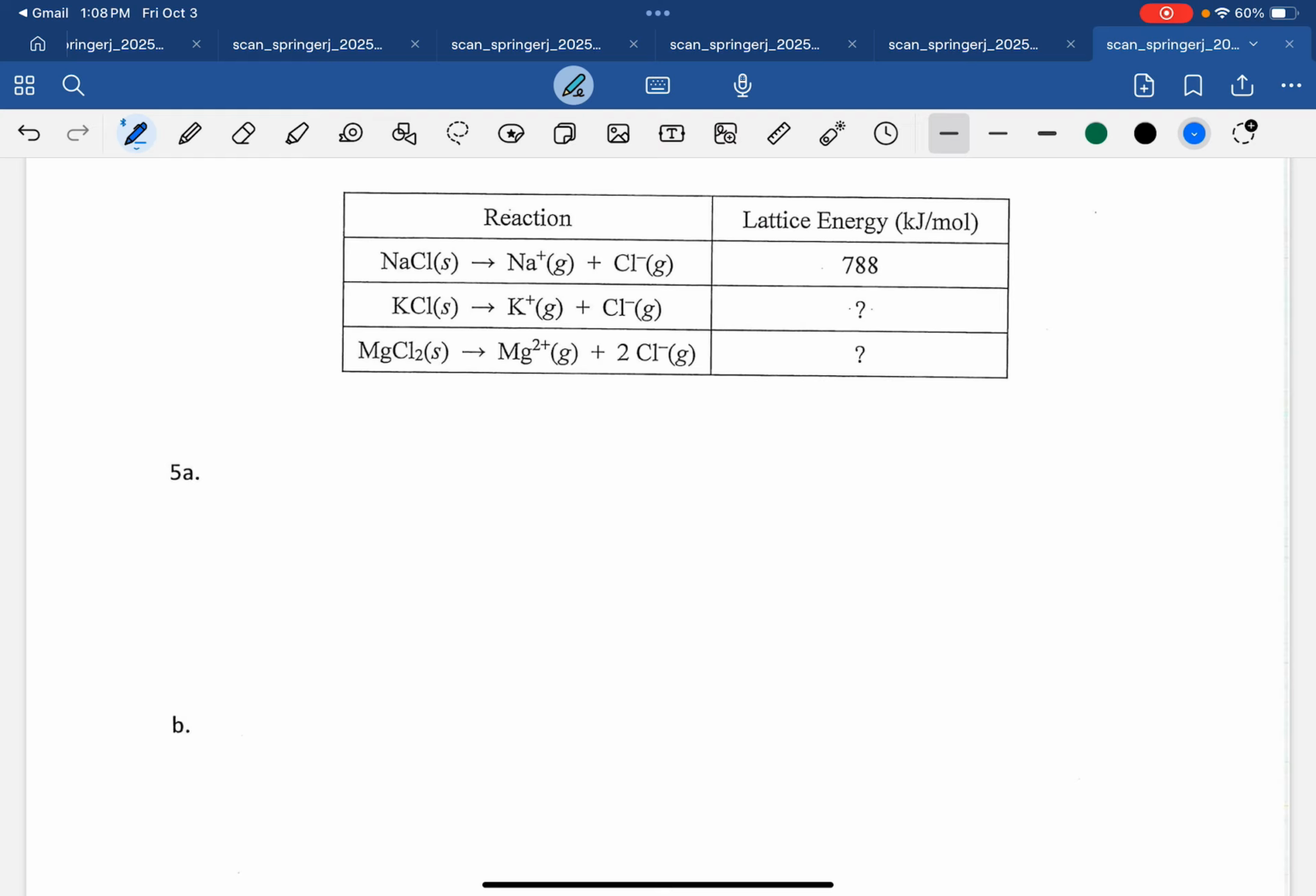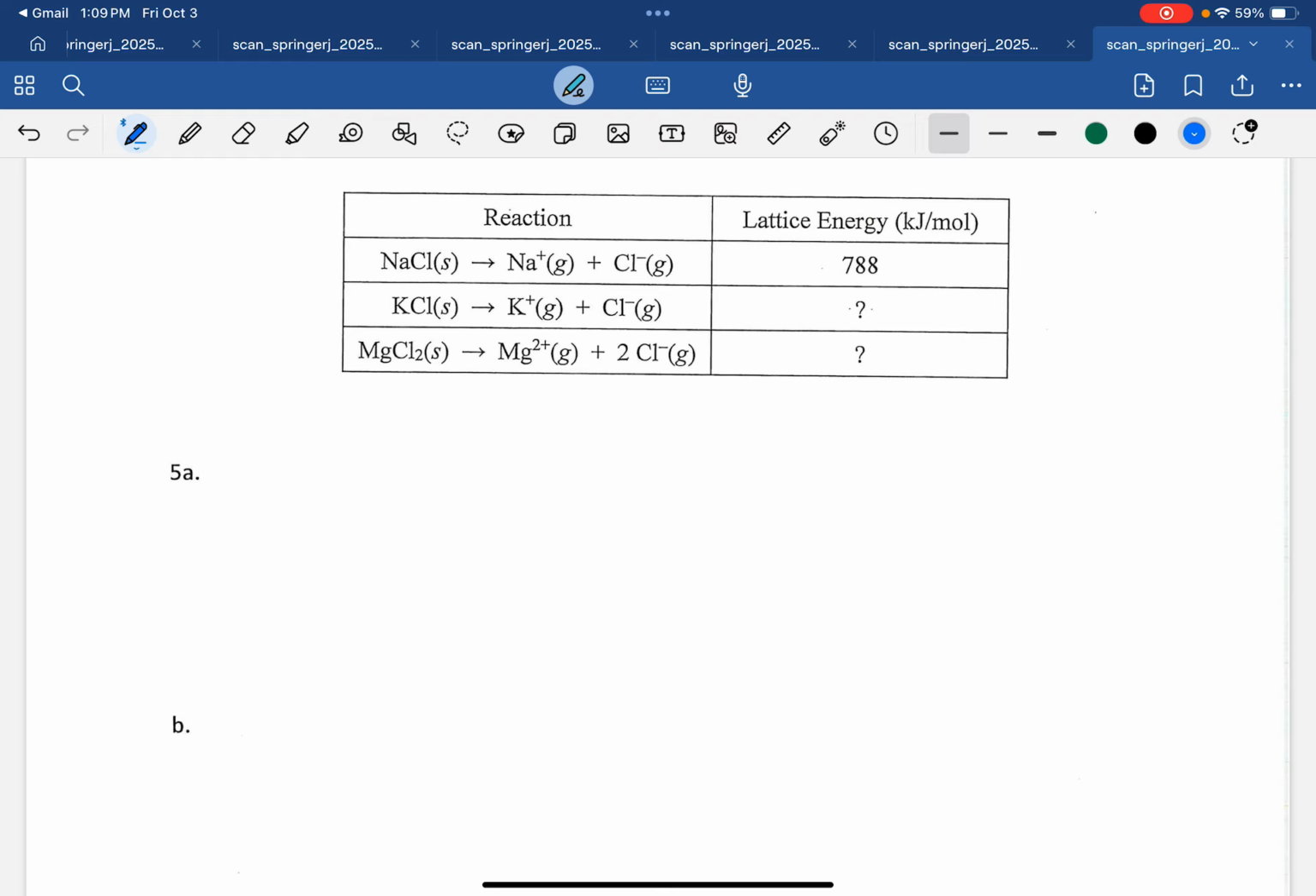There were a couple of corrections that had to be made. I sent you an email on one. So if you were here, you need to watch that. All right, so here's number 5. They've got 3 reactions and 3 lattice energies, and the lattice energy for the first one. And we want to know, would the lattice energy for KCl, the second reaction, be greater than or less than 788? And explain using periodic properties and Coulomb's law.